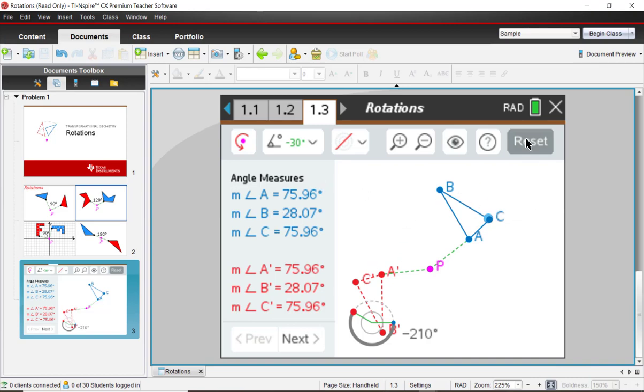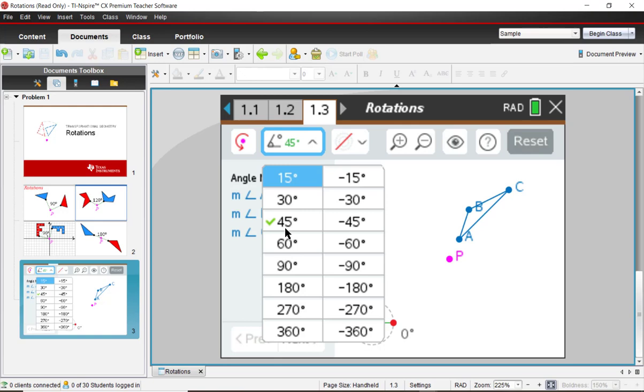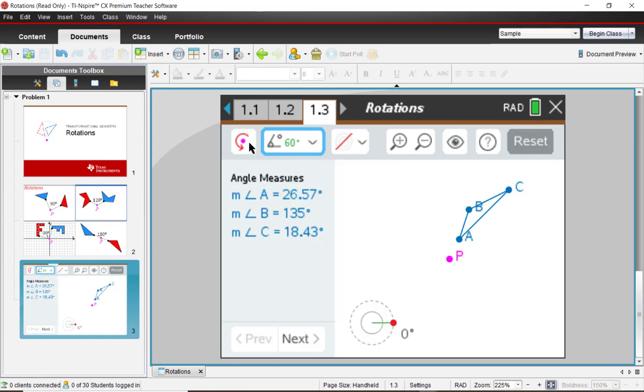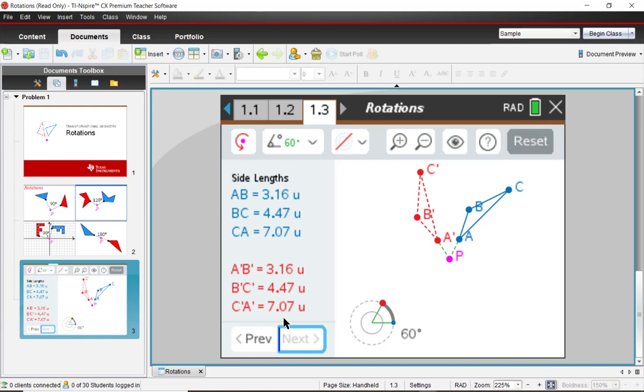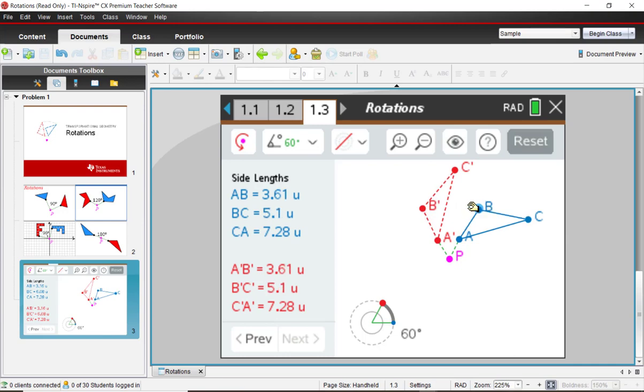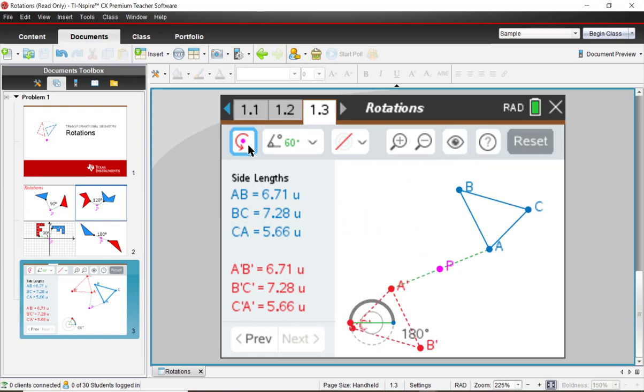Let's go ahead and reset. And we're going to look at sides, and let's go with maybe an angle of 60 degrees this time. Rotate triangle ABC 60 degrees about point P. I'm going to click on Next so we can see the measures of the sides, and observe. And I'll pull point C, pull point B, point A, point P itself, grab the triangle, and continue to rotate.